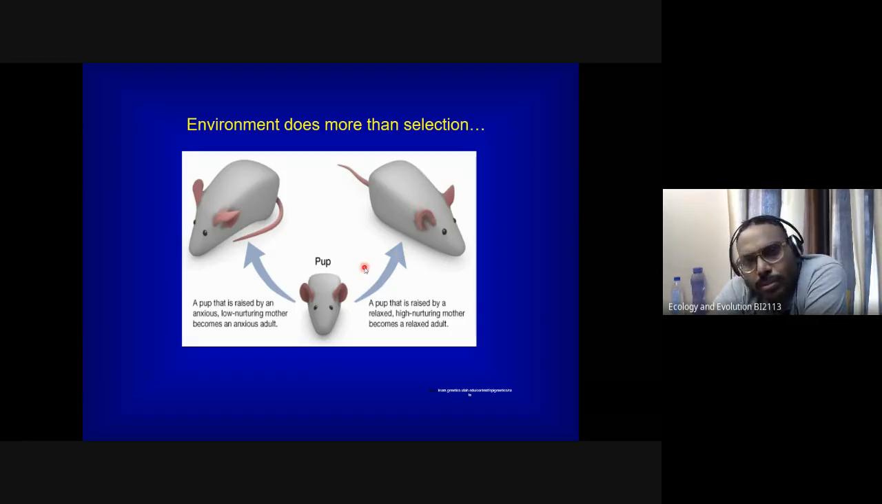The alternate possibility is that it is nothing to do with the genes. Both rats have similar genes, but it has something to do with the act of raising the babies. So something in the act of raising the babies, that is what is making this set of babies anxious and this set of babies normal. So how will you distinguish between the two cases, which is which?